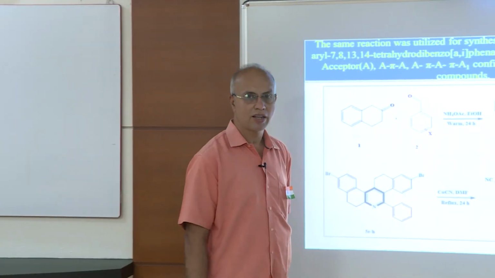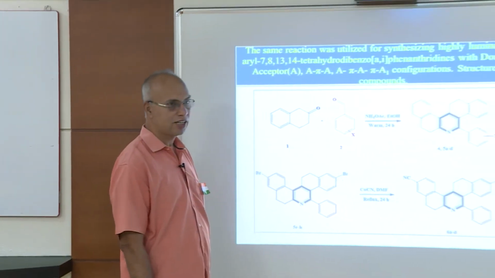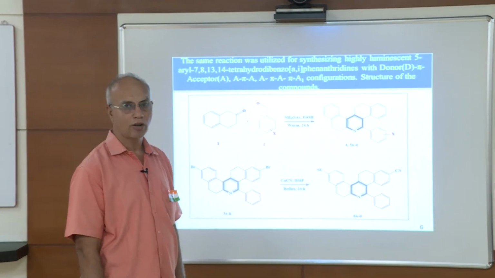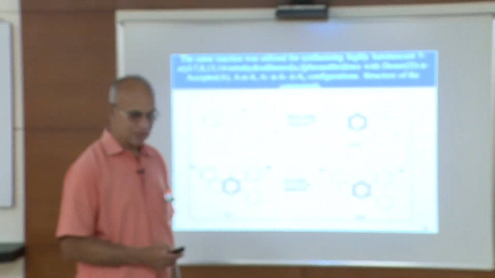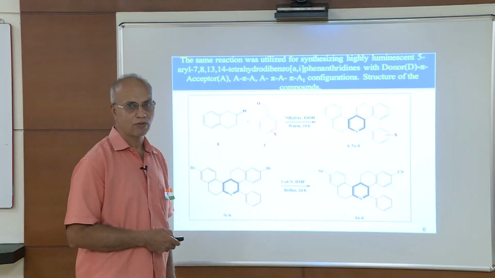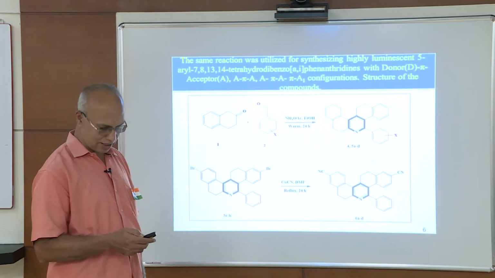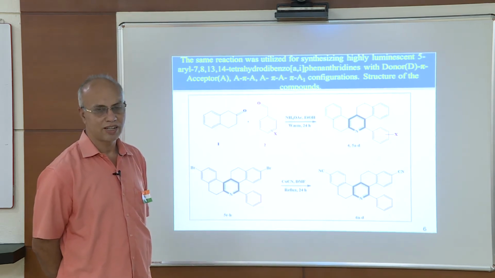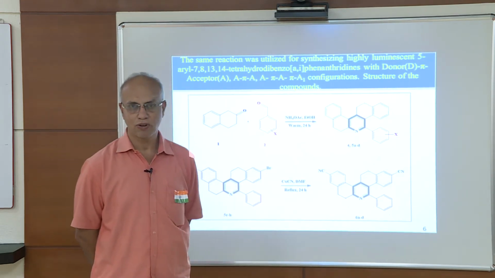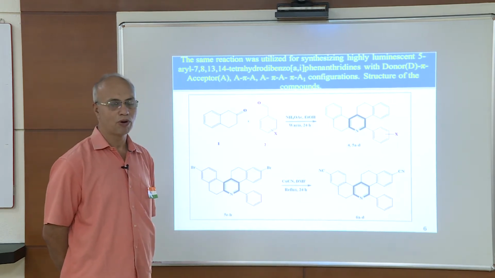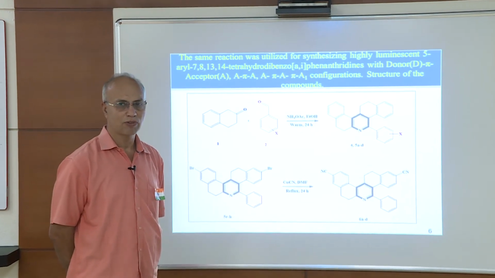Hi everybody. In the last video we saw the reaction among 2-tetralone, ammonium acetate and benzaldehyde. The same reaction was extended here to produce fluorescent molecules. In the last video itself I told you that these phenanthrene derivatives are fluorescent molecules. So when you use the lone pair on nitrogen, it becomes fluorescent.